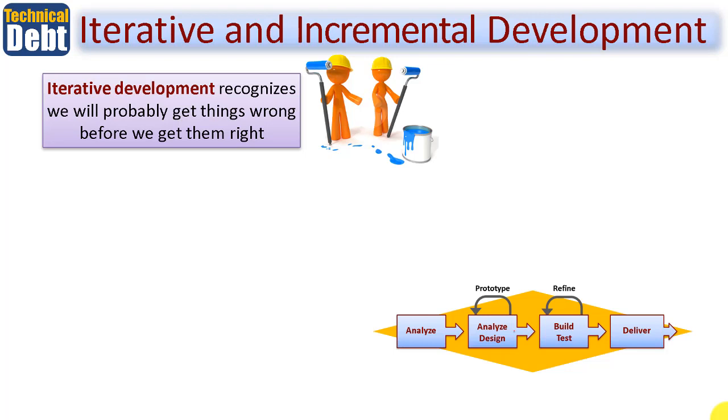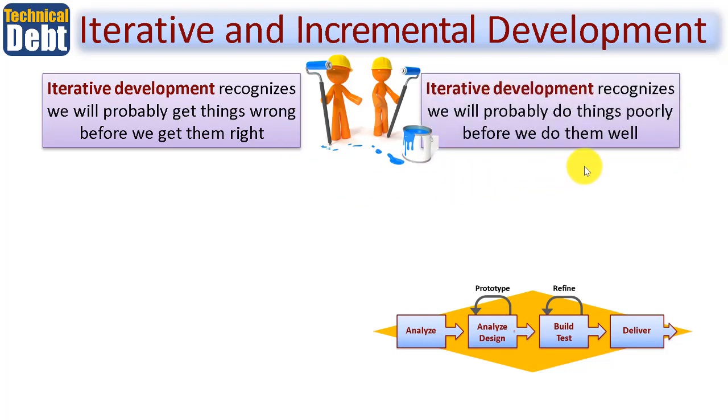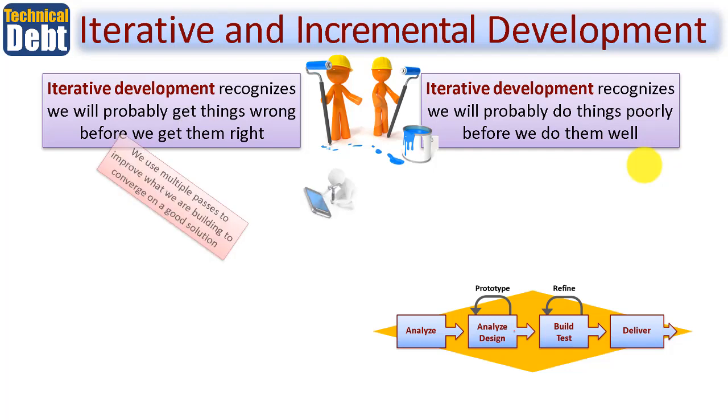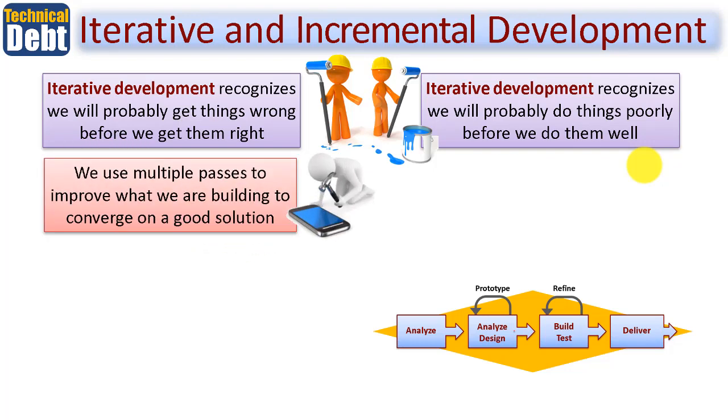Okay, so iterative development recognizes the fact that in all human endeavors, we will probably get things wrong before we get them right. And that's the nature of the beast, if you will. But that's not all. Iterative development also recognizes we will probably do things poorly before we do them well. Think of anything you've started for the first time ever, perhaps learning a musical instrument, then you'll know exactly that your learning was iterative. And that we use multiple passes to improve what we are building to converge ultimately onto a good solution.